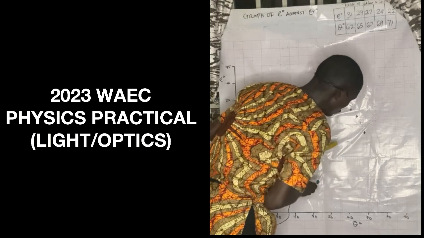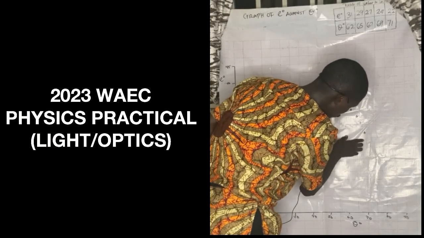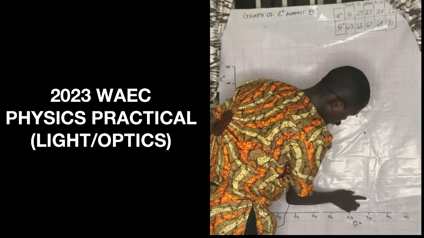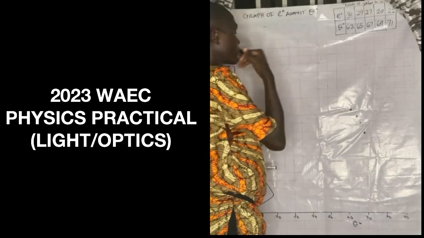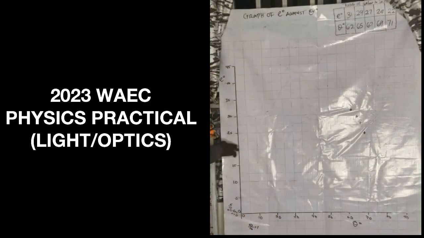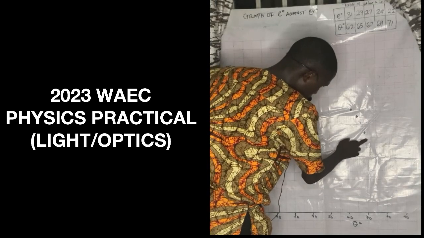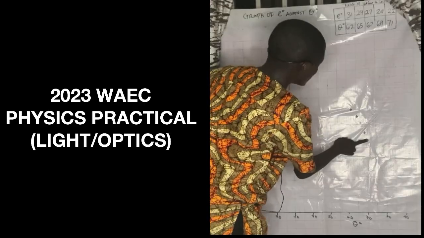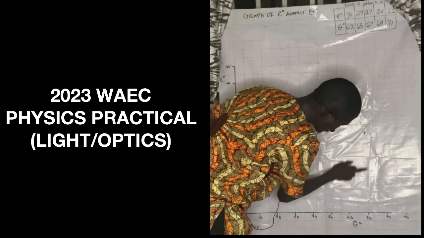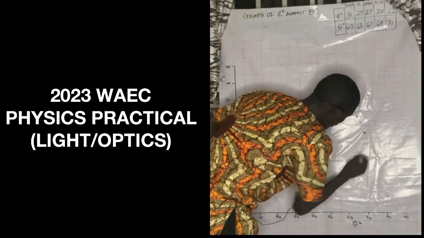So this is 24, then 69. The last one is 22. This is 21, this is 22. 21, 2 boxes, 22. So 22 against what? 71. Against 71. This is 70, 71. So along this side.